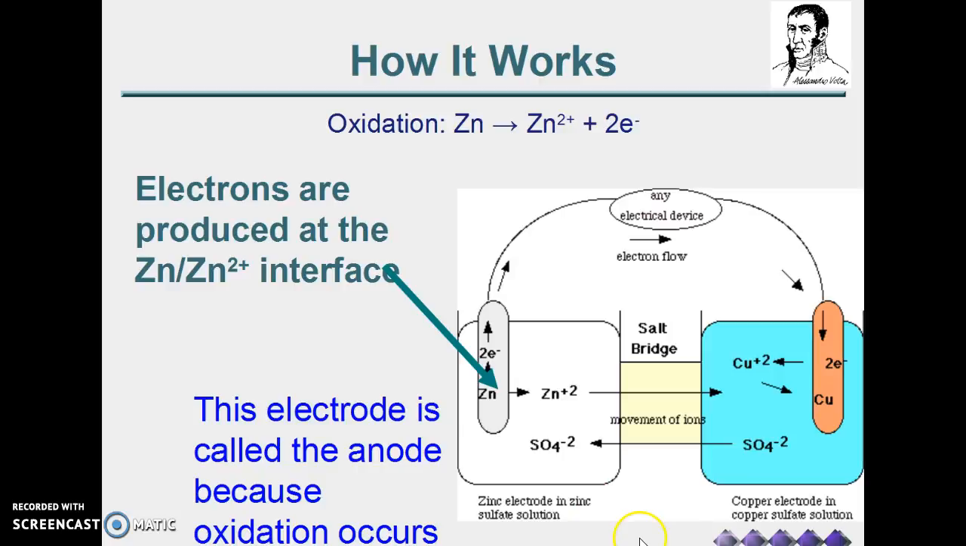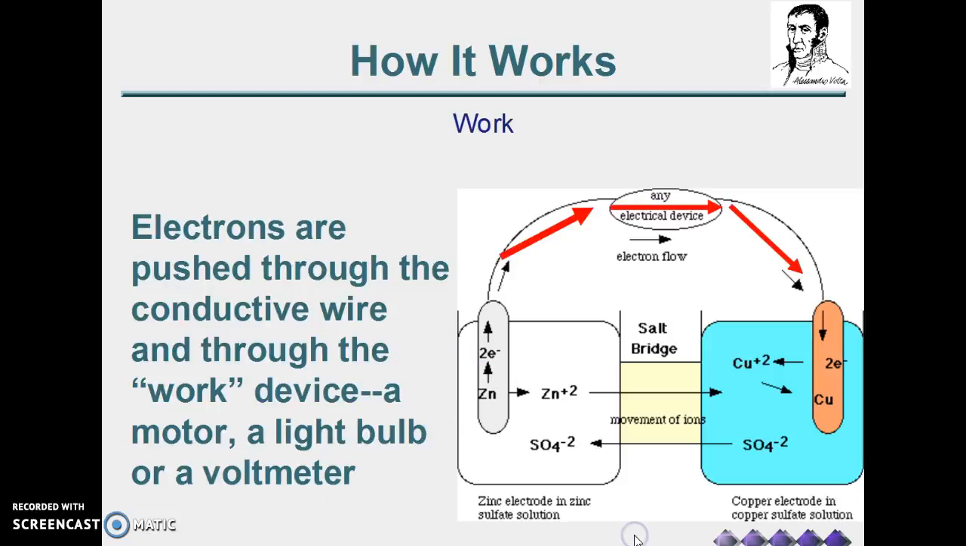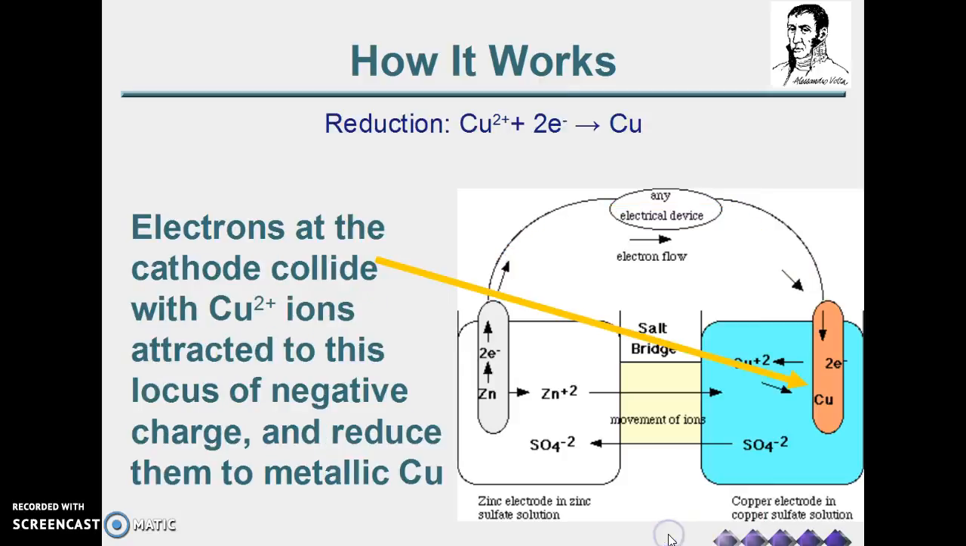So what's happening? Electrons are produced in the oxidation reaction at the zinc-zinc ion interface. This electrode is called the anode. Oxidation occurs at the anode. Electrons are pushed through the conductive wire and through the work device, a motor, a light bulb, a voltmeter. And at the cathode, the electrons will collide with copper ions that are attracted to this place where there is negative charge. And the electrons will reduce the copper ions to copper metal.